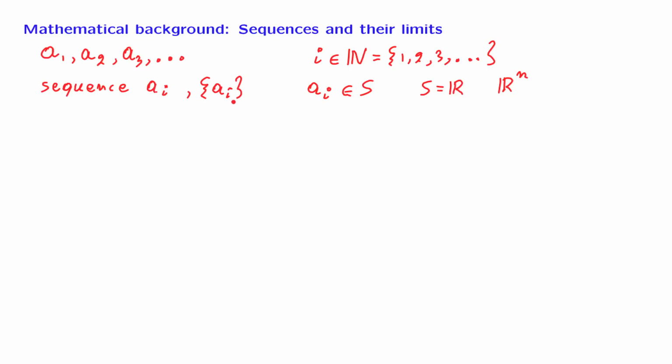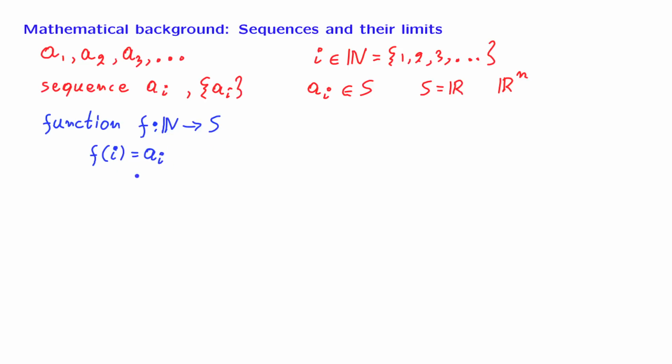You may wonder how a mathematician would define formally a sequence. Formally, a sequence is just a function f that to any natural number associates an element of S. In particular, if we evaluate the function f at some argument i, this gives us the ith element of the sequence. So that's what the sequence is.